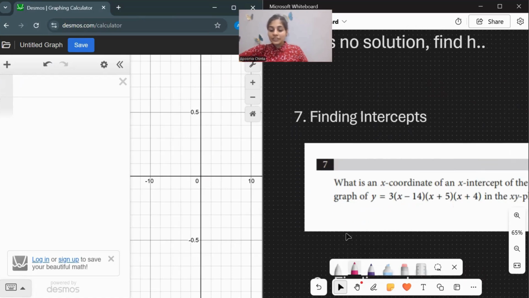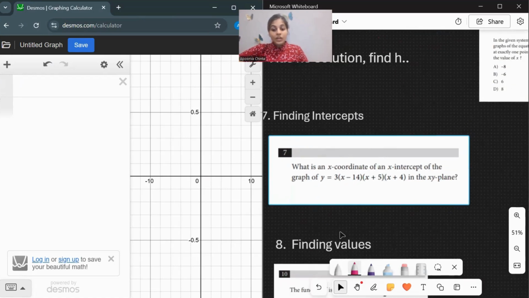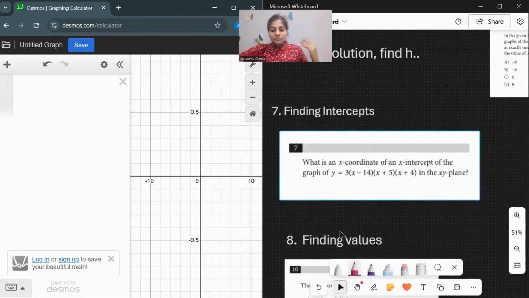The next type is finding out the intercept. What is an intercept? We have two types of intercepts. One is the x-intercept, the other is the y-intercept. The x-intercept is the value where the curve touches the x-axis, that is, the y value is 0. And the other is the y-intercept, where the curve touches the y-axis and x is 0. Obviously, we can just plug in the value of x as 0 to get the y-intercept and y as 0 to get the x-intercept.